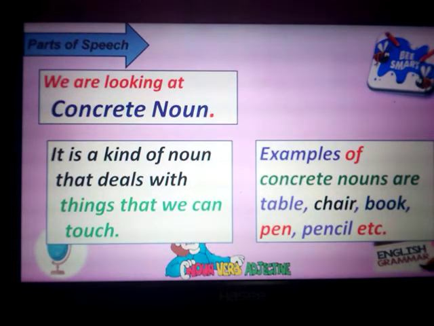And then we're looking at concrete nouns. It's just the opposite of abstract nouns. They both have to do with things. But for abstract nouns, you cannot touch, while for concrete nouns, you can touch. It's a kind of noun that deals with things that we can touch. Examples of concrete nouns are table, chair, book, pen, pencil, etc.